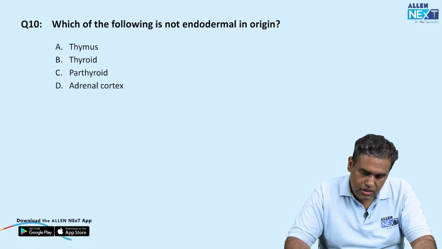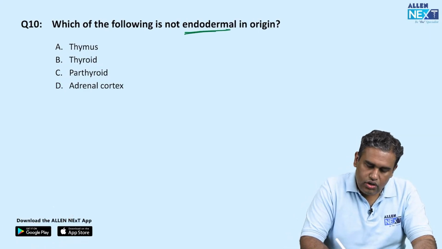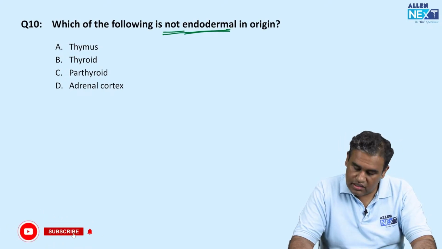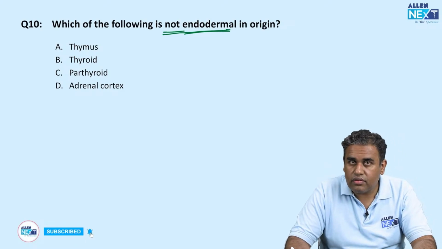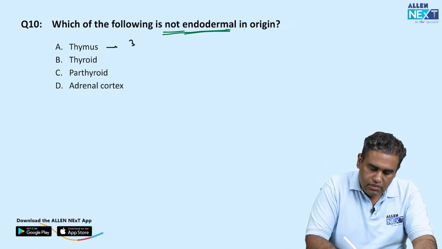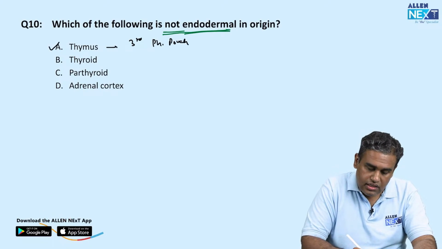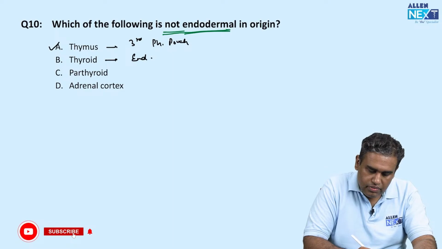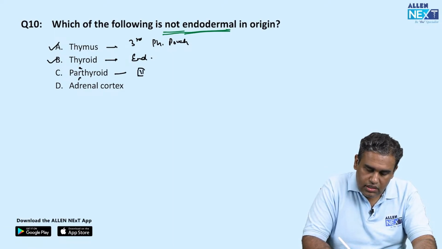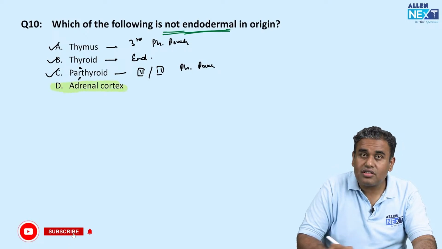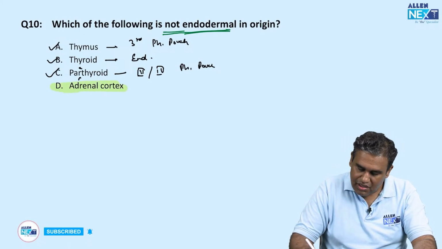Let's see the next one. Which is not endodermal? So out of 4, 3 must be endodermal, 1 should not be endodermal. Let's see the options. Thymus. It is coming from the 3rd pharyngeal pouch. All the pharyngeal pouches are endodermal. Thyroid is also endodermal. Parathyroid is also endodermal, coming from the 3rd and the 4th pharyngeal pouch. Obviously, you are left with option number D. That should be the answer without looking what it is. But yes, that is the answer.